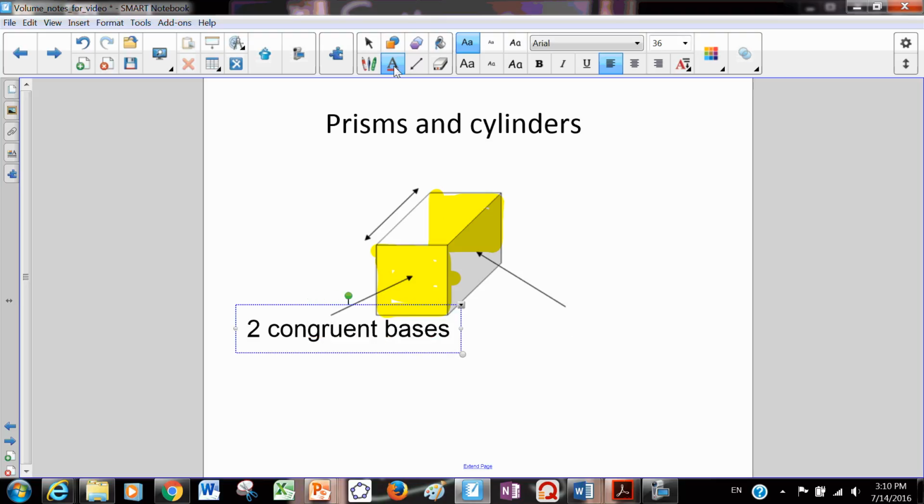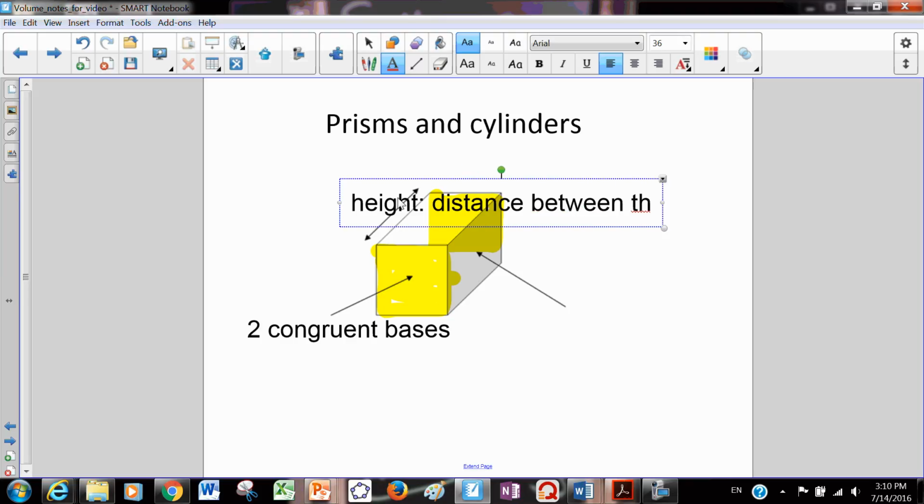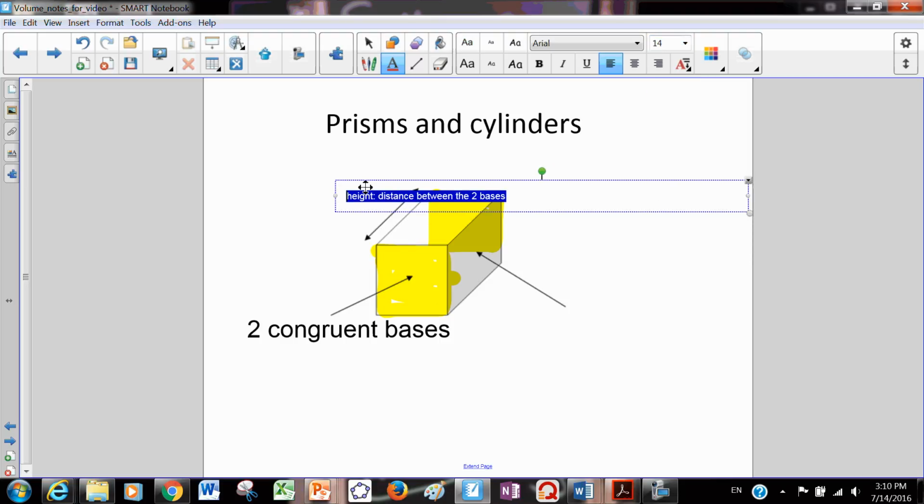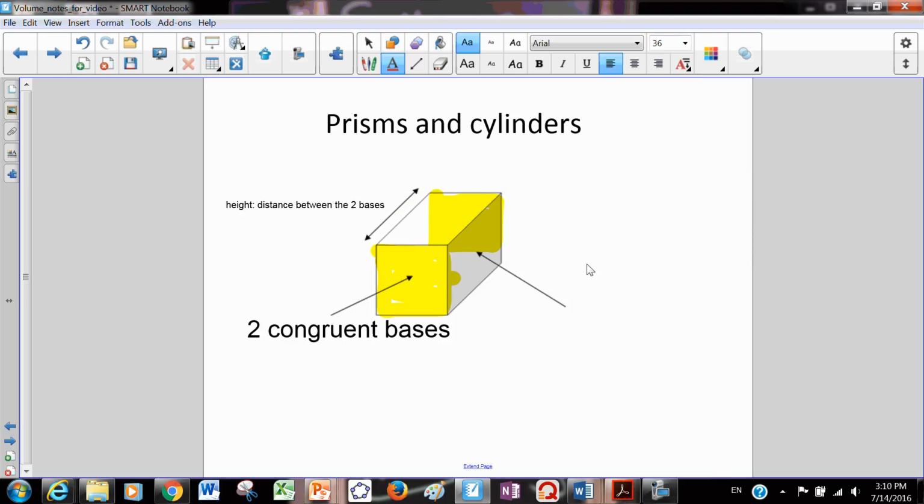So between your two congruent bases, what's important is here we have the height. The height is the distance between the two bases. That's really important for you to remember. The height is not necessarily going up. It's really the distance between the two bases.